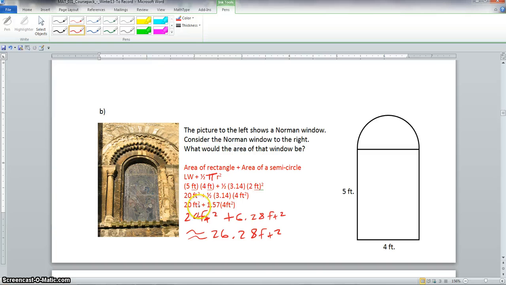So we'll have 20 feet squared plus half of 3.14, which is 1.57, times 4 square feet. So we will have 20 square feet plus 1.57 times 4, which is 6.28 square feet. When we add them together, we get approximately 26.28 square feet.